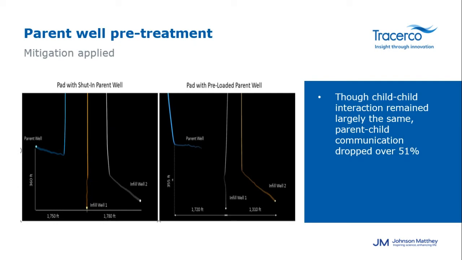In the second variation of the pad, well spacing remained similar. However, the child wells were drilled in opposite directions of the parent well. In addition, the mitigation strategy was changed. The parent well was preloaded with 30,000 barrels of fluid. As a result, the child-to-child well communication remained similar, but the parent-child communication was reduced by 51%.